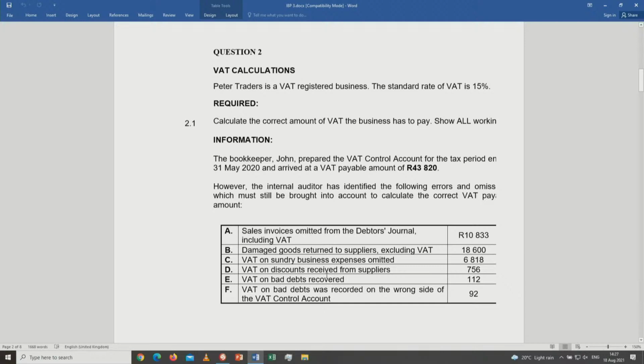Information. The bookkeeper, John, prepared the VAT control account for the tax period ending 31st May 2020 and arrived at a VAT payable of 43,820. However, the internal auditor has identified the following errors and omissions which must still be brought into account to calculate the correct VAT payable.